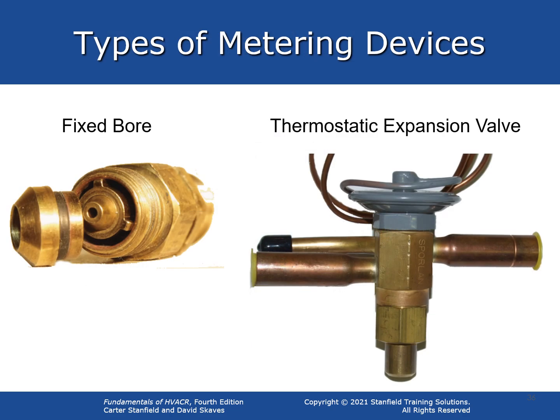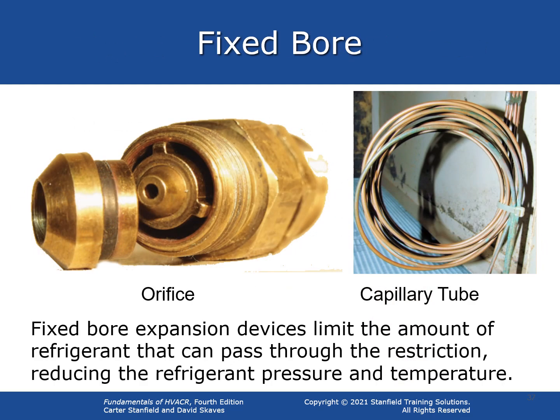There are two major types of metering devices commonly used in modern refrigeration systems: fixed bore expansion devices and thermostatic expansion valves. Fixed bore expansion devices limit the amount of refrigerant that can pass through the restriction, reducing the refrigerant pressure and temperature. The pressure difference across a fixed bore expansion device affects the refrigerant flow through it. A higher pressure difference produces more refrigerant flow. Lower pressure difference produces less refrigerant flow.